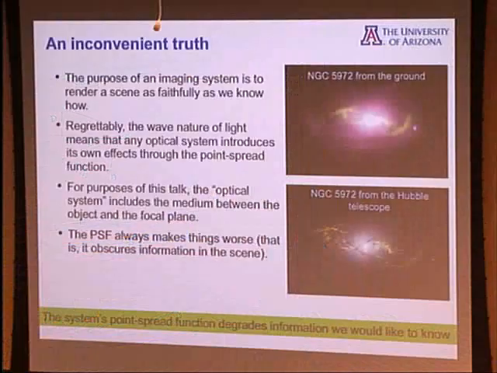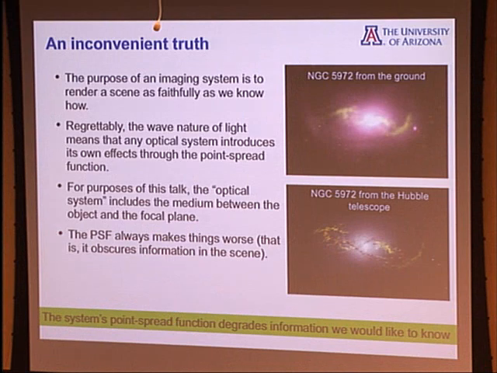Here's another galaxy, NGC 5972, in 2 pictures. One taken from a fairly sizable 4-meter telescope on the ground, and another from the Hubble Space Telescope. Now, if you were an astronomer or an astrophysicist trying to understand the physics of what is going on in this conglomeration of stars, which one would you choose? Right? Well, that's why we put the Hubble telescope up there all those decades ago.